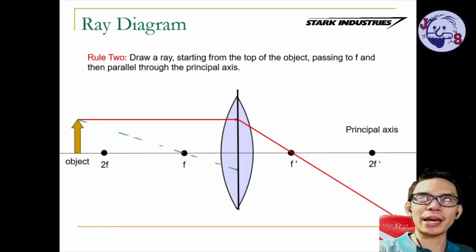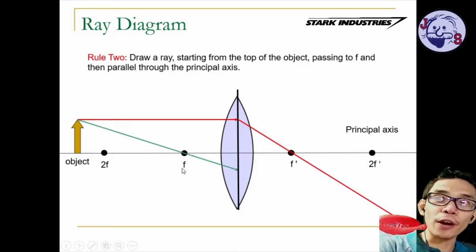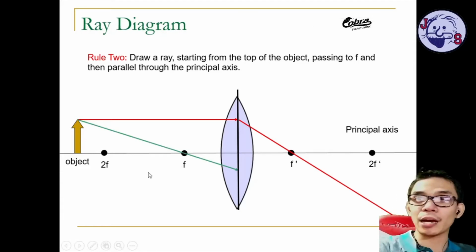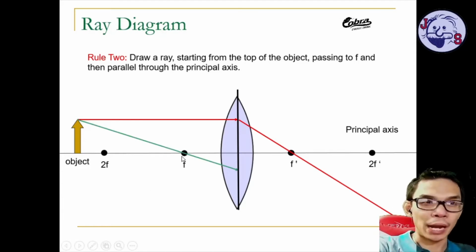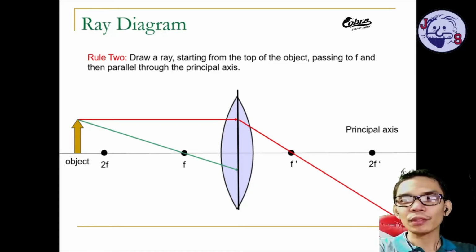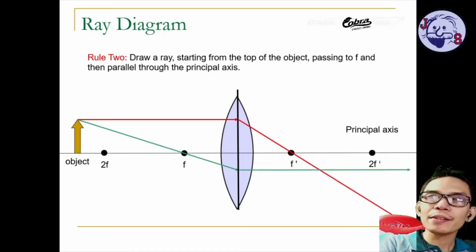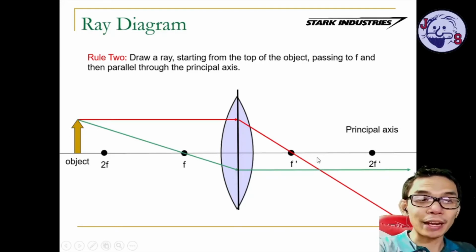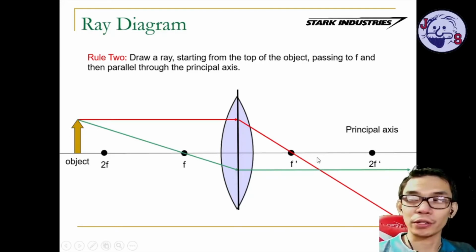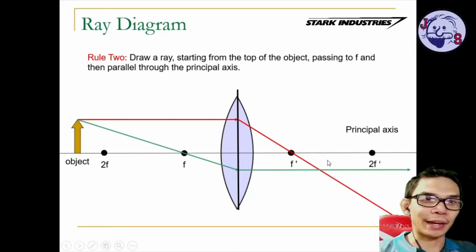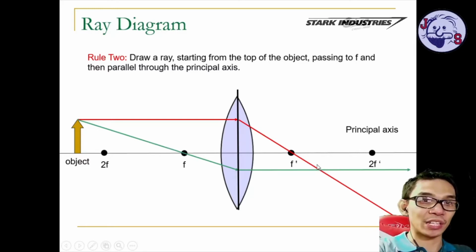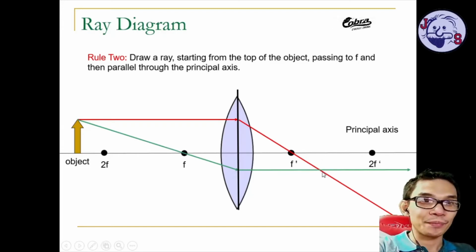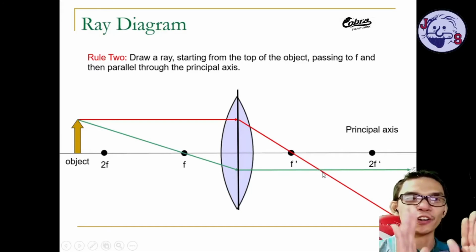So, how does it look like? First, it goes to the focal point, not the prime one, the focal point without prime. Then, it goes parallel to the principal axis. So, it looks like that. Again, you see some intersected lines, so it gives you an idea that the location of the image should be right here. So, hold your horses first.